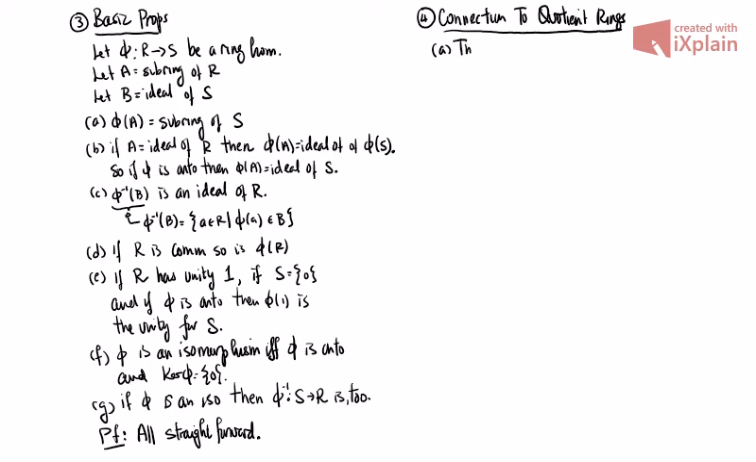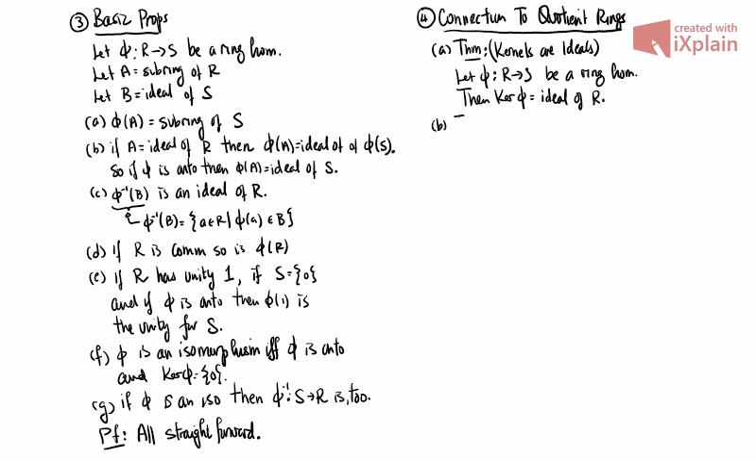So first theorem is that kernels are ideals. In other words, let phi from R to S be a ring homomorphism, and the kernel of phi is an ideal of R.